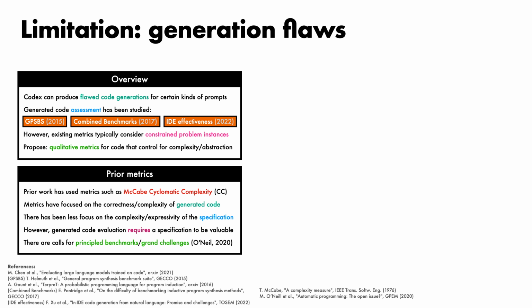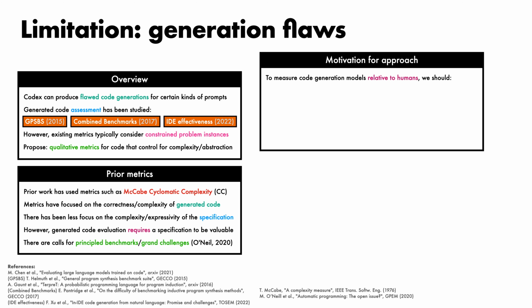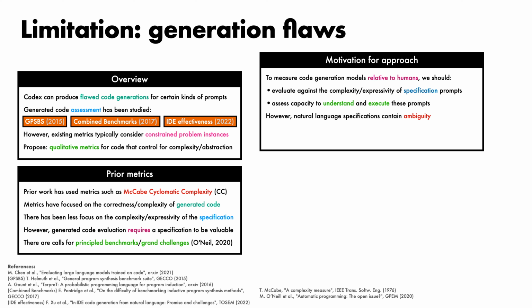In order to compare code generation models with human abilities at this task, it is suggested that we should evaluate these models against the complexity and expressivity of specification prompts and assess the capacity of the models to understand and execute these prompts. A key challenge here is that natural language specifications contain ambiguity. How then can we define a set of benchmarks with increasingly complex and higher level specifications, which will doubtless be required as code generation models continue to advance in their ability?